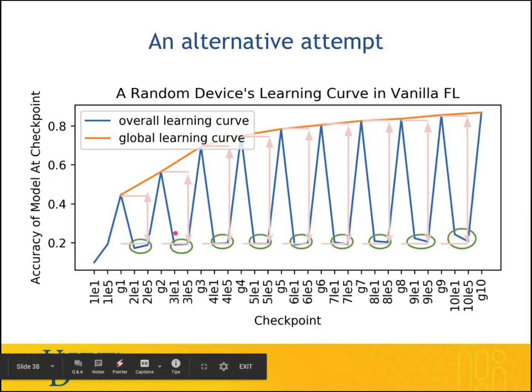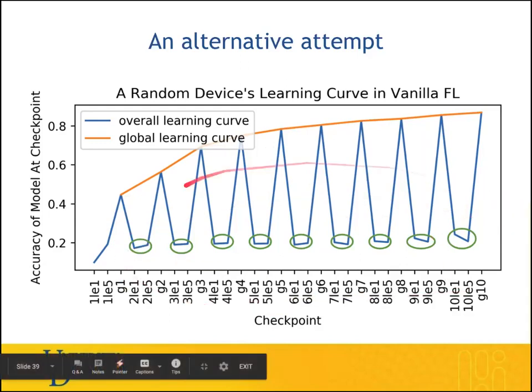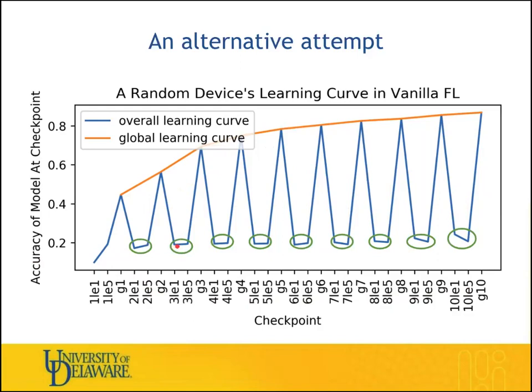Instead, we may look at this local accuracy change circled in green. Previously, we hypothesized that if a local model update was legitimately learned, it should produce some accuracy boost or suffer a little bit of accuracy loss, which is actually very close to the trend of these local accuracy changes, right? See here, the local accuracy boosts a bit, and here local accuracy suffers a little bit of loss.